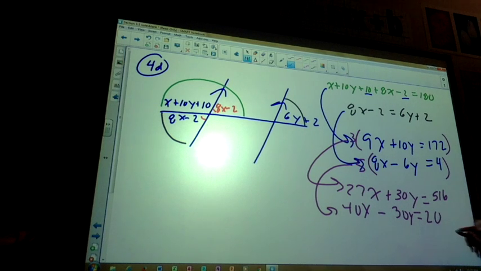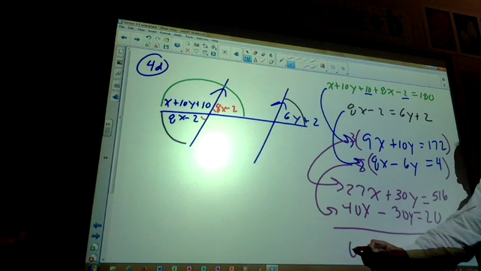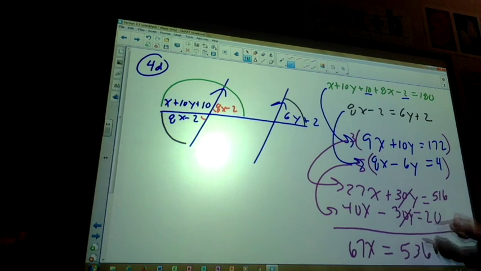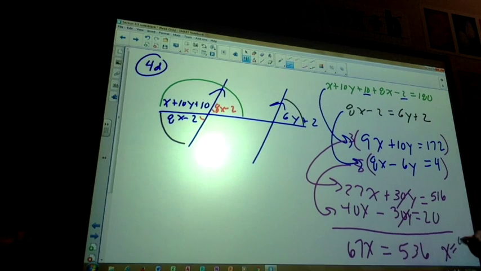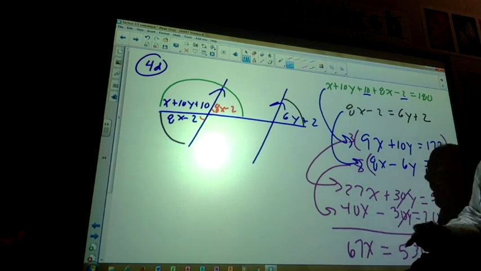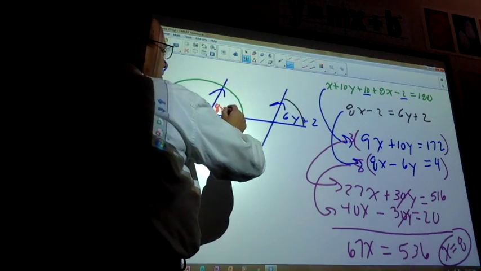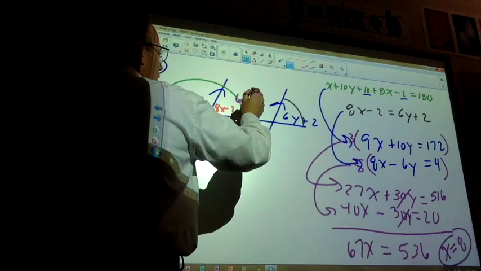516. Cool. All right. So now we can add these together. Keep the calculators out if you have it. I get 67x. Those cancel. Equals 536. 536 divided by 67 is 8. Thank you. x is equal to 8. So if my x value is 8, so that would be 64. This would be then a 62-degree angle.